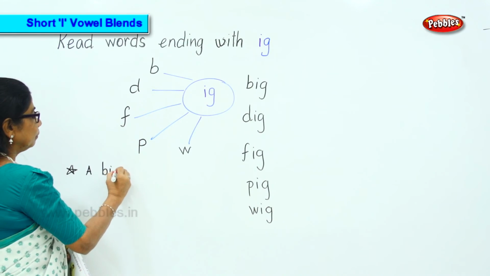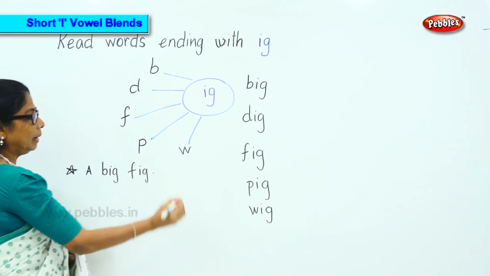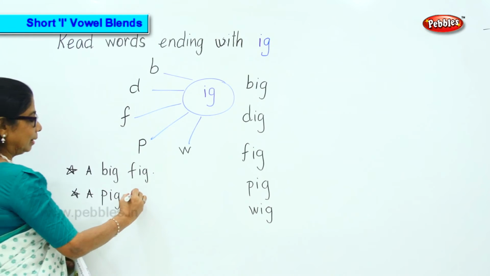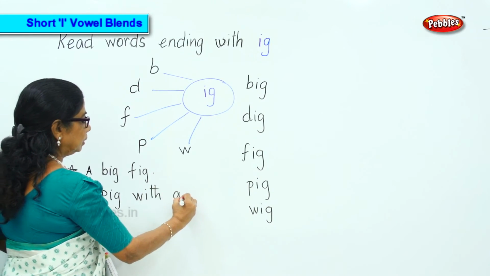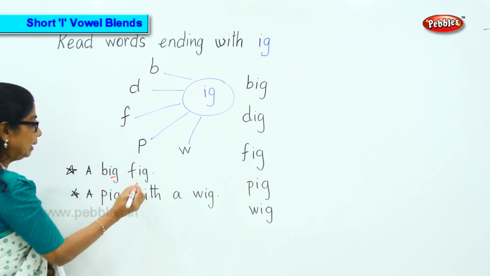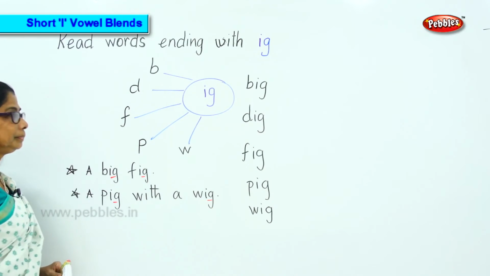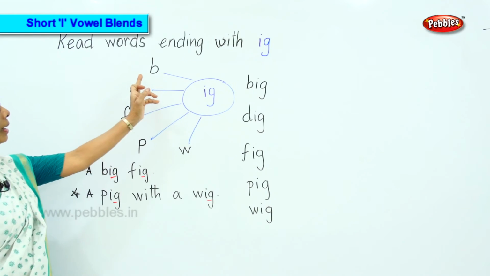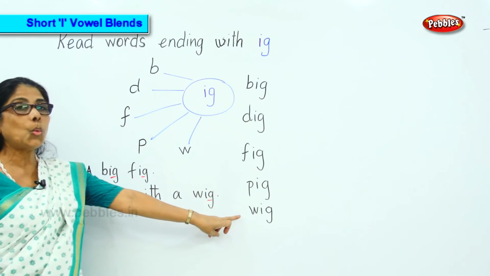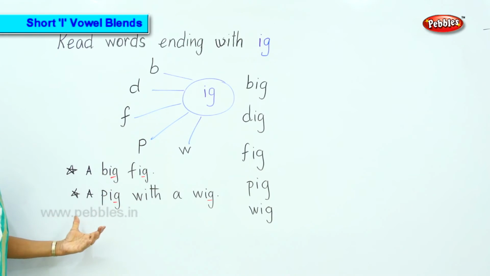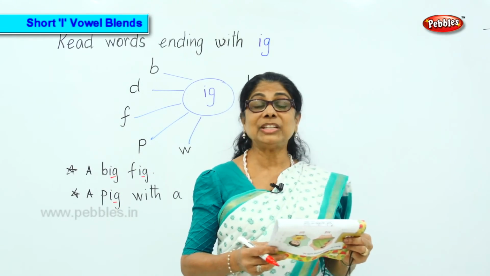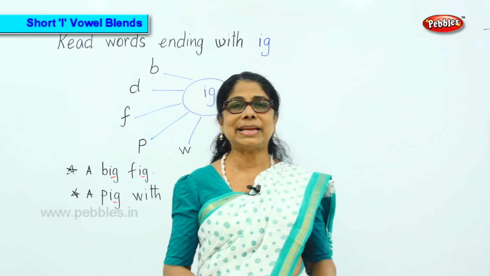Now, what about the sentence? A big fig. Okay? Then we can say, a pig with a wig. You saw? We got two small sentences. Look at that. We have used big, fig, pig, wig. So we have words with IG: b, big, d, dig, fig, pig, wig. A big fig. A pig with a wig. Learning to read words ending with IG. That's what we did now, and you can make more sensible sentences with IG.